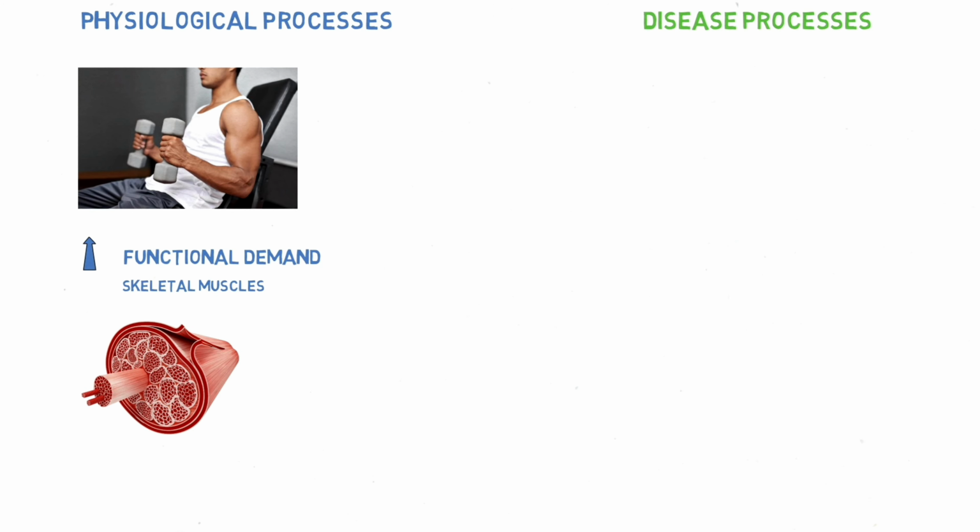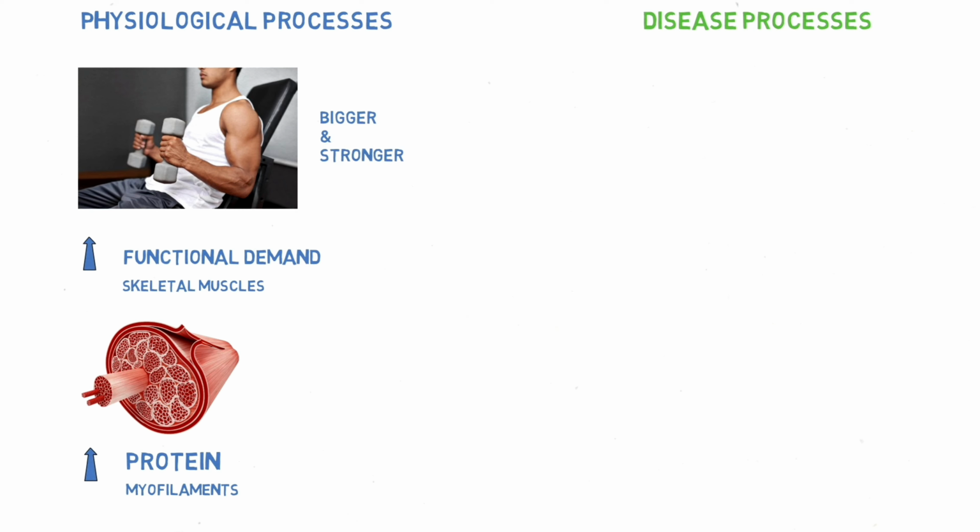An example of physiological hypertrophy is lifting 20-pound dumbbells, which puts a bigger functional demand on your skeletal muscles. In response, the muscle cells produce more proteins or myofilaments and get larger in size, allowing the biceps as a whole to generate more force. As a result, your muscles also become bigger and tougher.